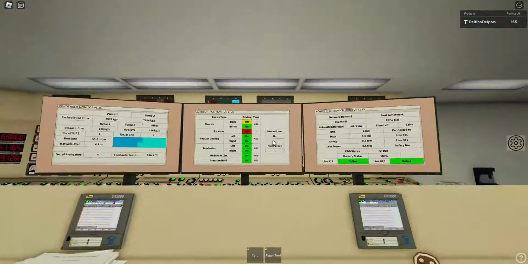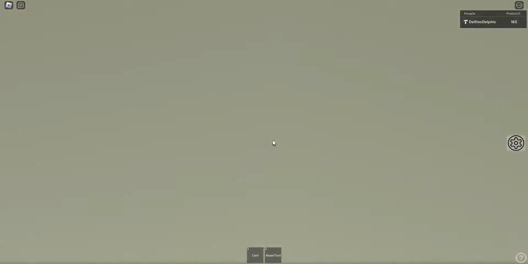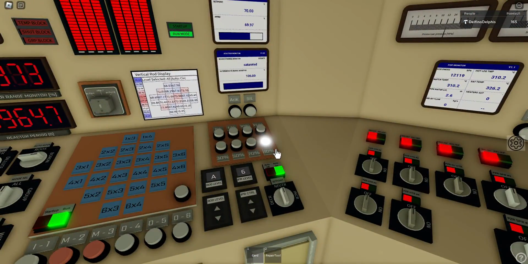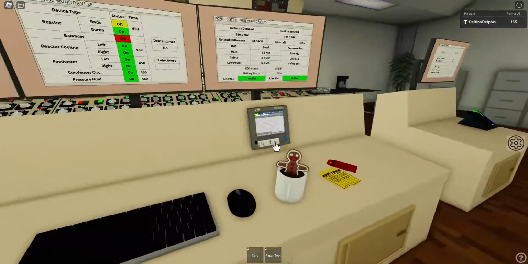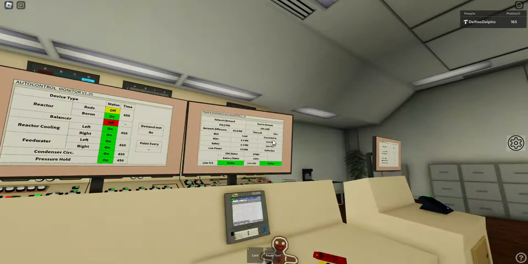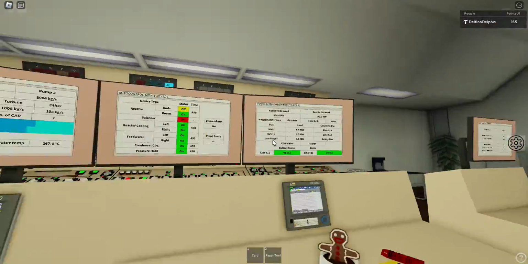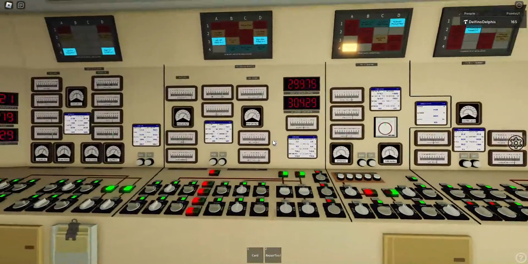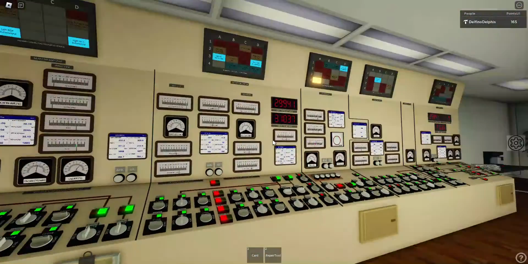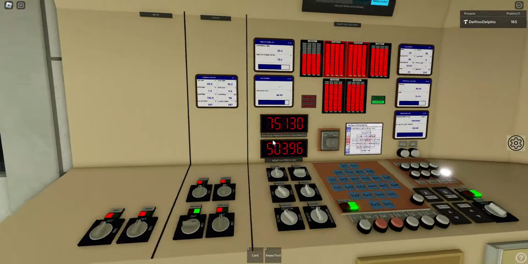Let's see how we are doing with the demand. So we are still below. There is a lower limit than in RPWR. You need to be plus minus 25 megawatts to have the demand met. Also, you must be aware that everything reacts here with a lag, because this is the primary and secondary system, so it takes a moment before everything adjusts.